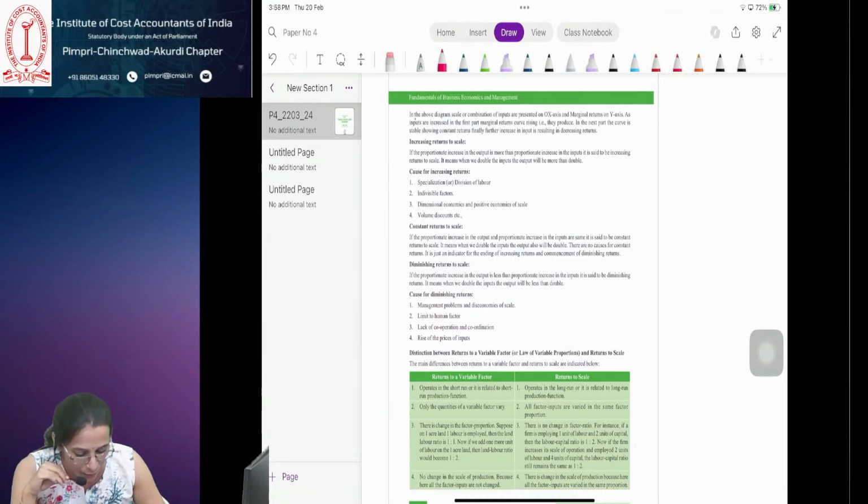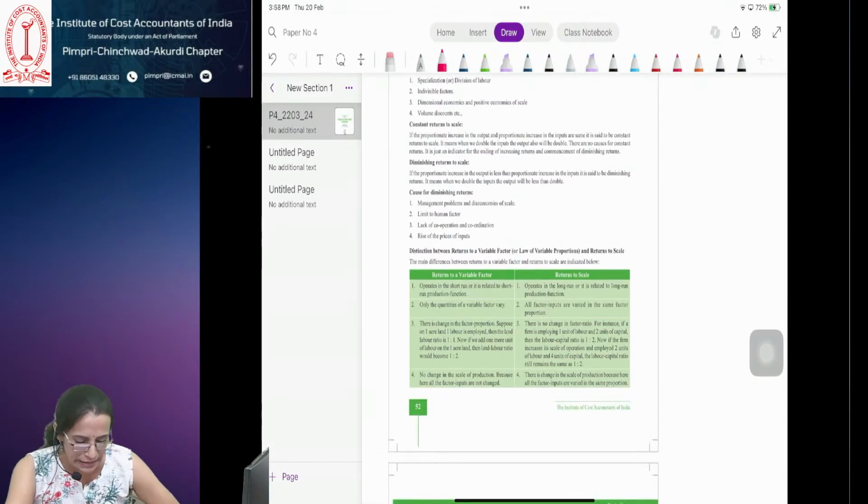So they are saying, see, volume discounts. They purchase in huge quantities, so they get volume discounts. They negotiate with that specific person and they get volume discounts. Then indivisible factors, specialization or division of labor. It means if the labor is very specialized or skilled, we will get more productivity, right? So these are the reasons for increasing returns to scale.